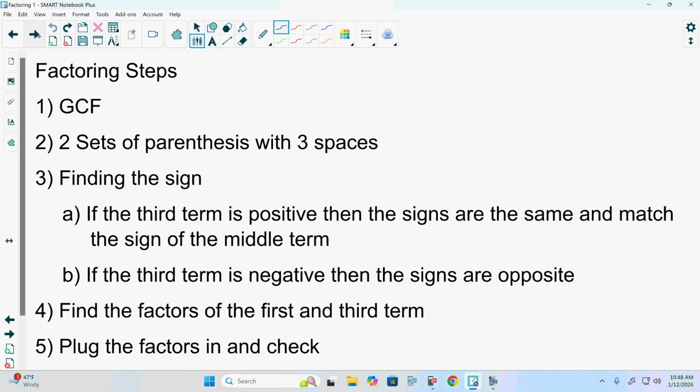Now, when we went over factoring last time with these quadratics, we had 5 main steps for factoring quadratics and some of these higher degree polynomial functions. The first big one is greatest common factor. We always need to look for a greatest common factor first, no matter what the setup. So we're looking for something in common with each of the terms. With quadratics, we go to 2 sets of parentheses with 3 spaces. We find the sign. If the third term is positive, the signs are the same and match the sign of the middle term. If the third term is negative, the signs are opposite. Then we find the factors of the first and third term, plug in and check.